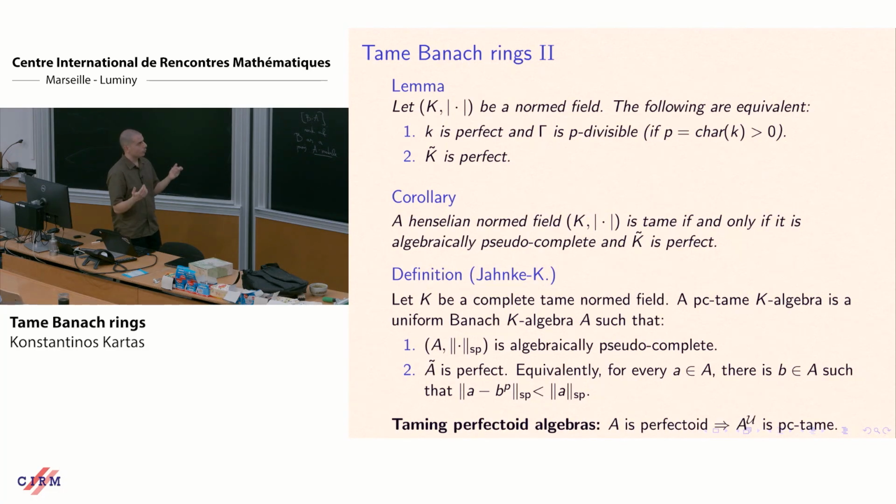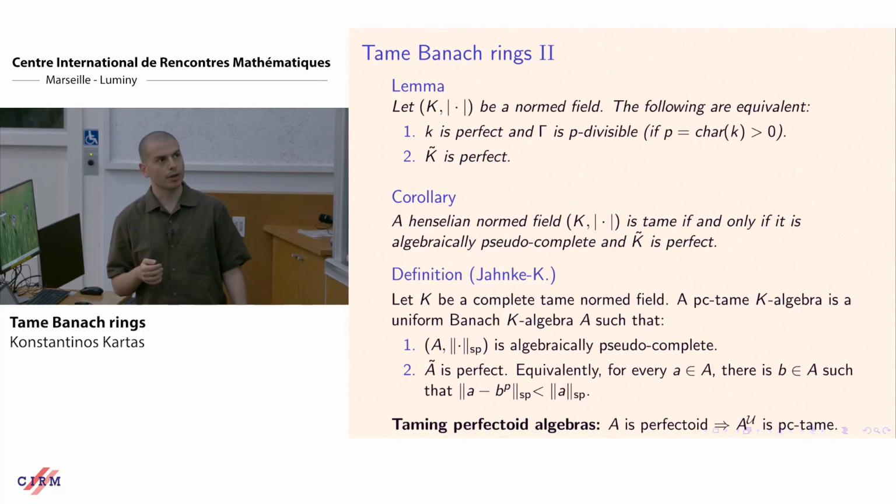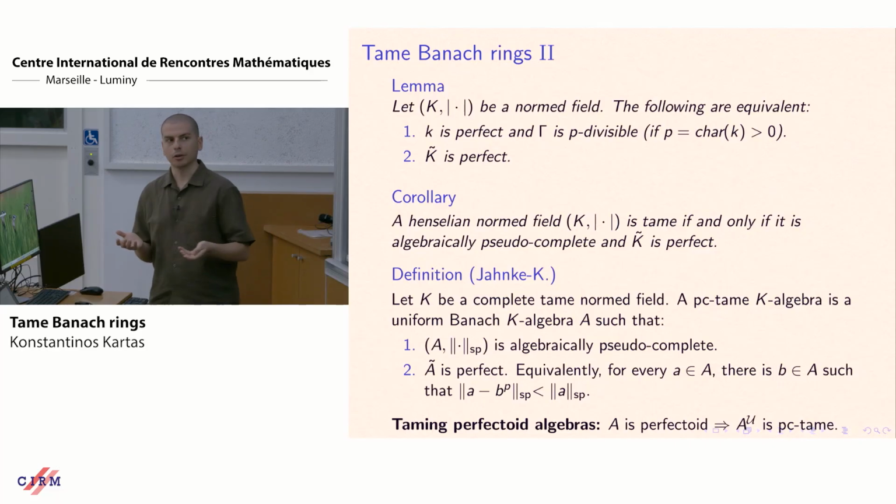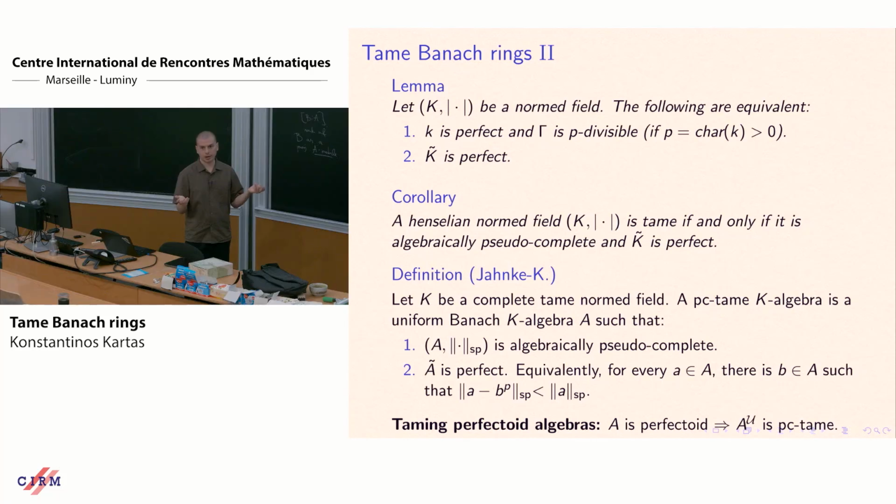Now we can immediately tame perfectoid algebras in the exact same way. If you have a perfectoid algebra and you take a Banach ultra power, then it becomes tame in this sense. Essentially the proof is exactly the same. You get spherical completeness for free, and the second condition is also automatic.